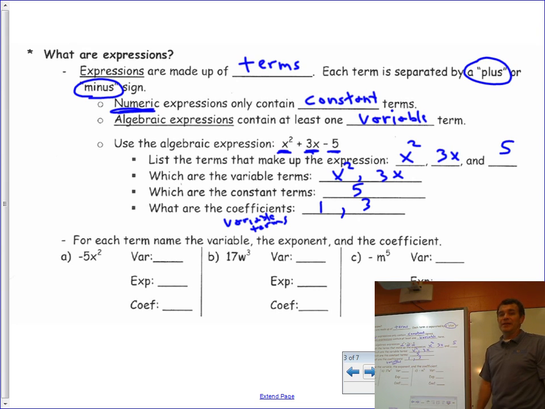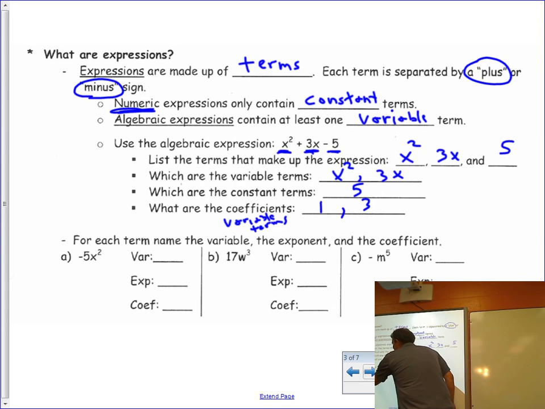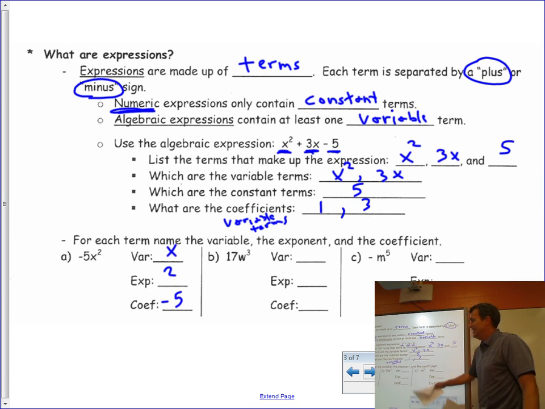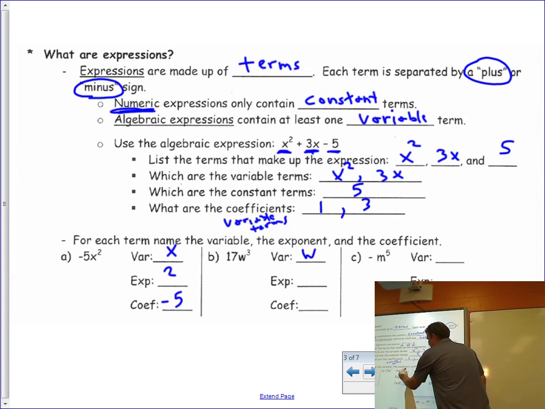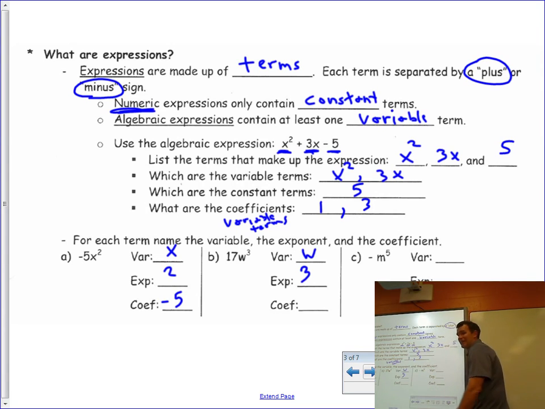Real quickly, we're going to do 3 examples. If you want to pause the video for a second, try to write in the answers and then come back, you're welcome to. I'm going to go through this pretty quickly. In the first example, the variable is x, the exponent is 2, and the coefficient is -5. In the second example, the variable is w, the exponent is 3, and the coefficient is 17. And the last one, the variable is m, the exponent is 5, and the coefficient, it's that invisible 1 there, but it's got a negative in front of it. It's -1.